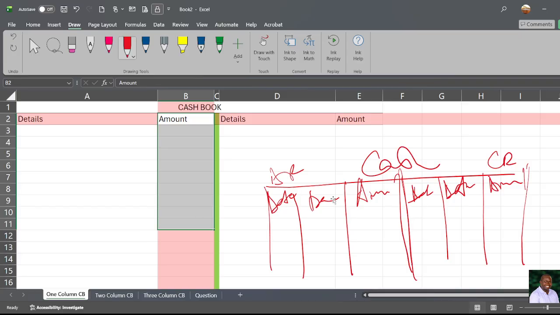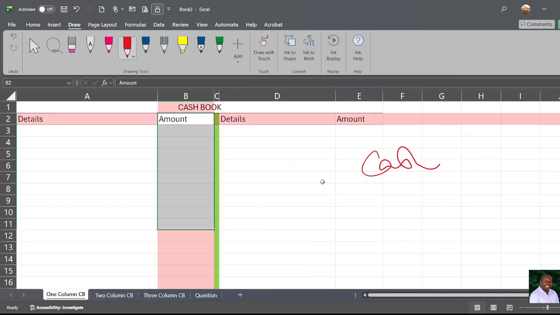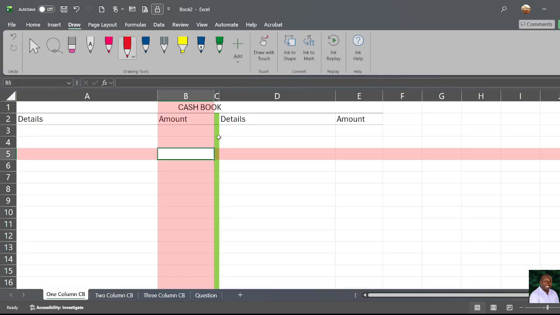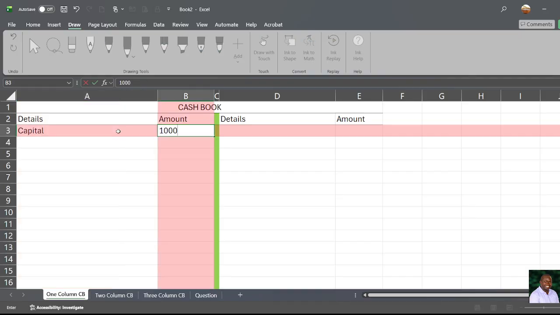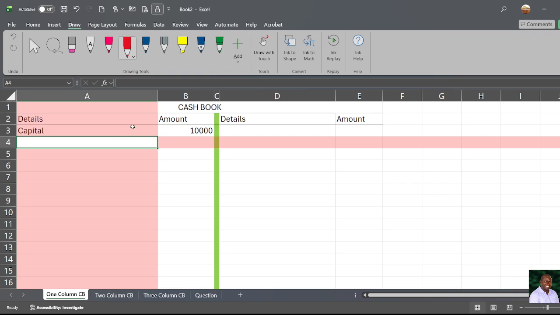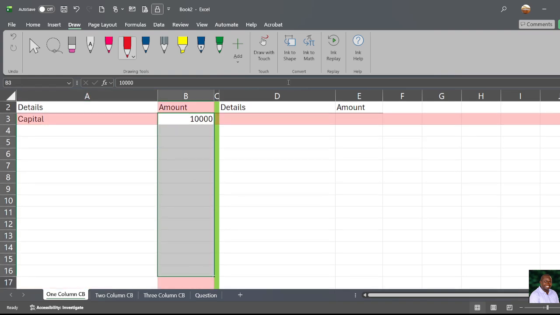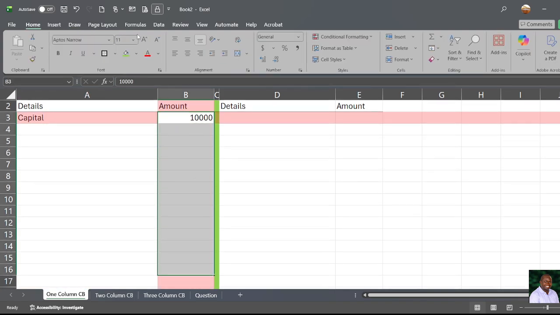So let's take an example. Take an example that probably started a business with capital of around 20,000 in terms of cash. So you'll find ourselves doing the same thing. We have capital there. We started the business with capital, probably 10,000. That is how we make that entry. Let me just put the figures well so that they appear as figures.